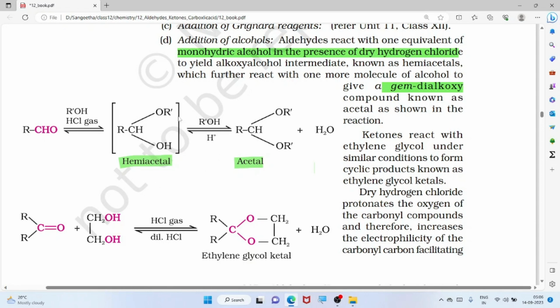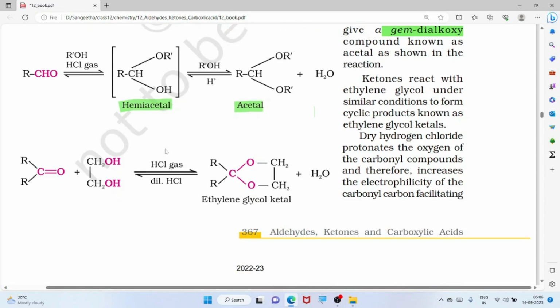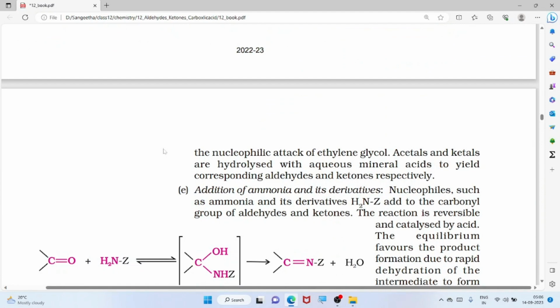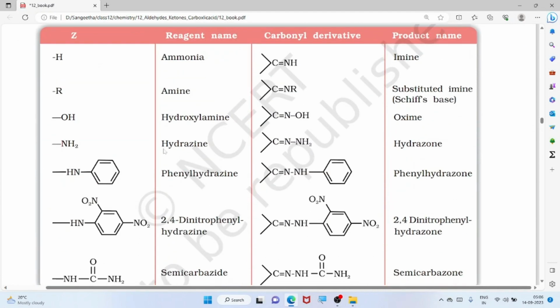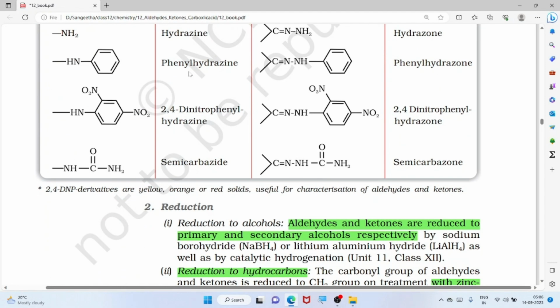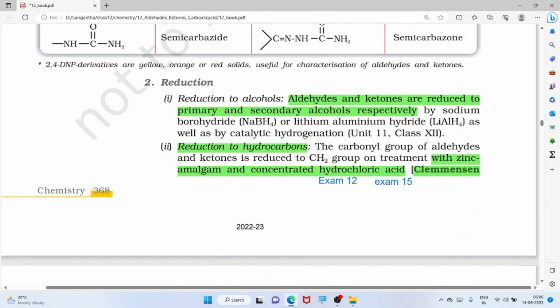Hemiacetal, acetal. Hemi has only one methyl group; acetal has two methyl groups attached. Carbonyl derivative product name. Reduction: aldehydes and ketones are reduced to primary and secondary alcohols respectively on reduction.